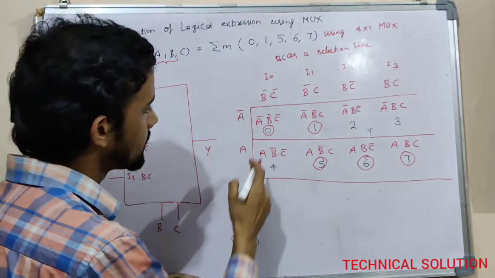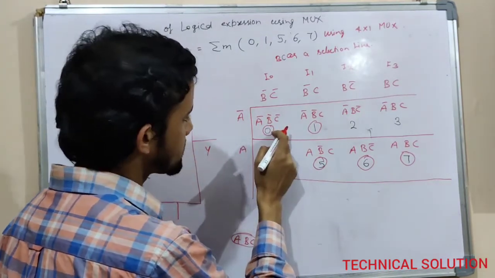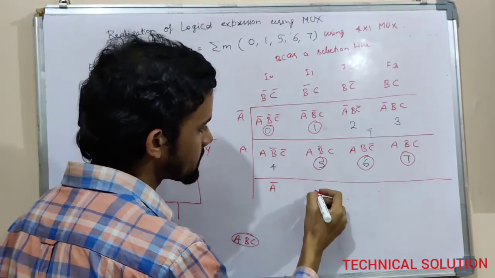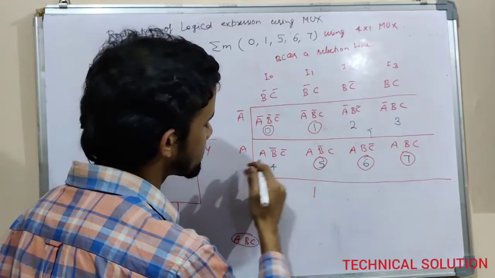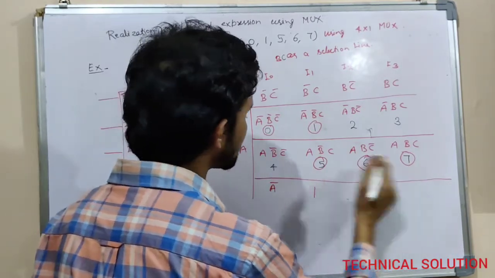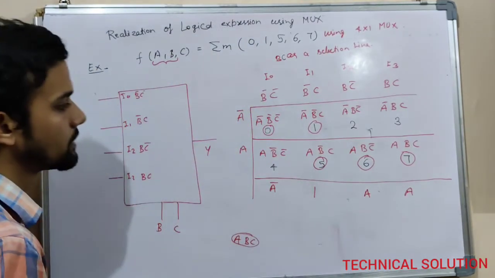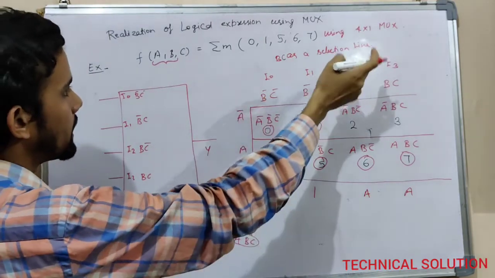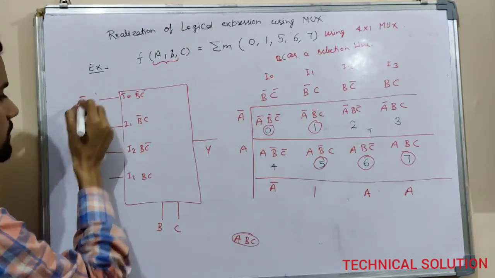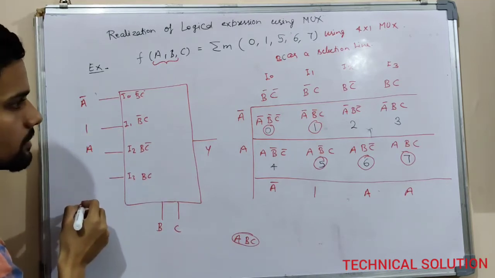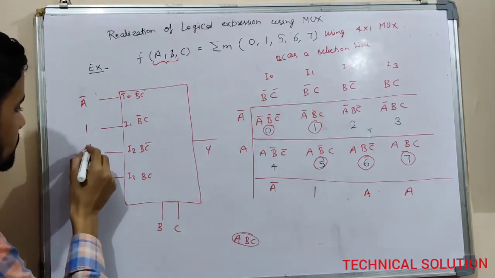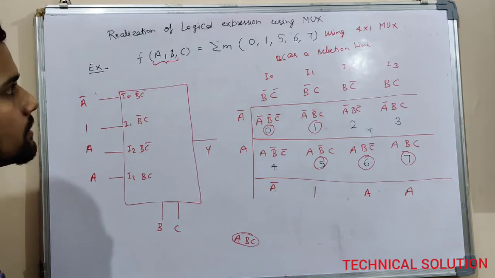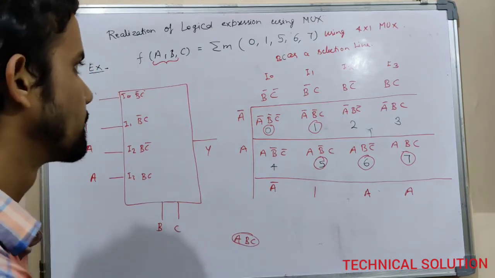Again, in this only 0 is circled, and this corresponds to A bar. In this both are circled. When both are circled, that corresponds to 1. In this only 6 is circled, this corresponds to A. In this 7 is circled, and this corresponds to A. So put these inputs to I0, I1, I2, and I3. That is A bar, 1, A, and A. This is the realization of this expression when BC is the selection line.